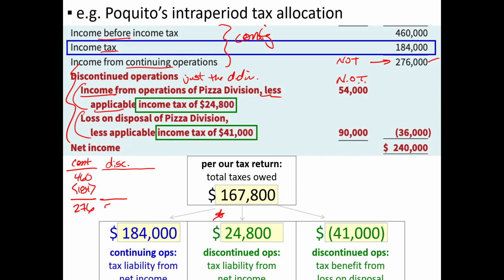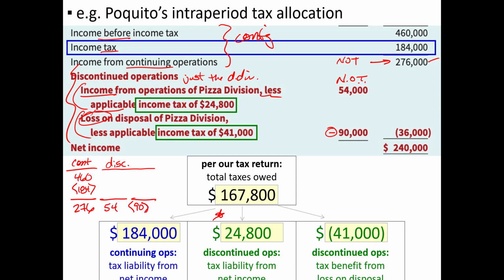54 is income net of tax from the discontinued operations. Okay. And what about the loss? It sold off some of the assets. Did it have a gain or loss? No, it had a loss. That means this is a minus. Got to be careful about that. 90,000 loss. I'm going to put a negative sign right there at the bottom.